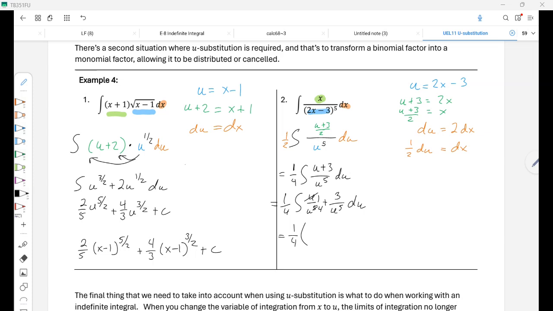So 1/4, I'll use some parentheses here. Integrate 1 over u to the 4th. My new exponent is u to the negative 3rd, so u cubed in the denominator. And I need to divide by -3, so that's going to be 1 over negative 3 u cubed. And then plus, same deal over here. My new denominator is going to be -4. So 3 over 4 u to the -4, plus c.